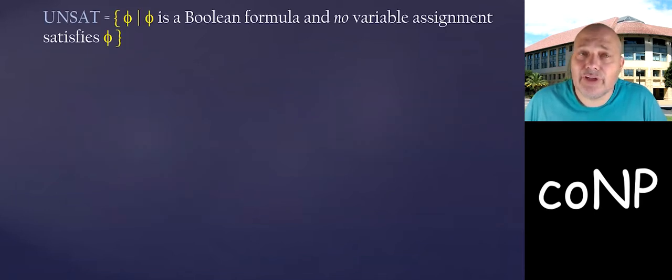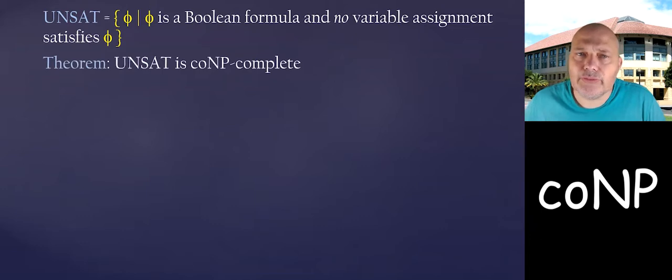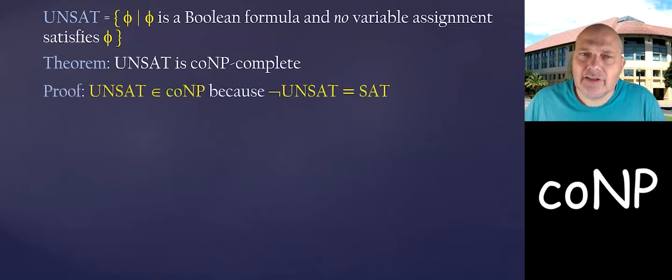So let's look at another language, ANSAT. Phi is a Boolean formula and no variable assignment satisfies phi. Theorem: ANSAT is coNP complete. ANSAT is in coNP because its complement is SAT and it is in NP. Otherwise, you can also think about the pseudocode: try all variable assignments and check that all of them fail to satisfy phi. But the complement works.